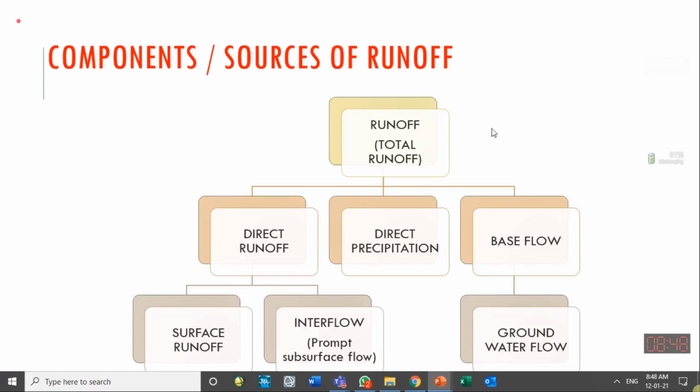So same thing, components of the runoff presented in a different way. We have direct precipitation as one component. The other two components are direct runoff and the base flow. Base flow consists most of the time of groundwater flow. Those streams which have the base flow available to them throughout the year are the streams which are running throughout the year. And the special name for those streams is perennial stream.